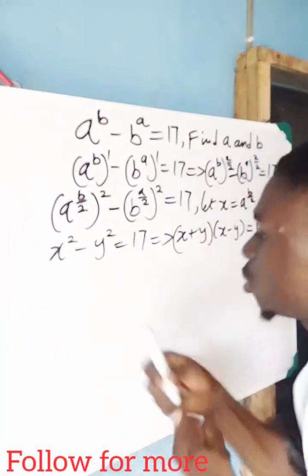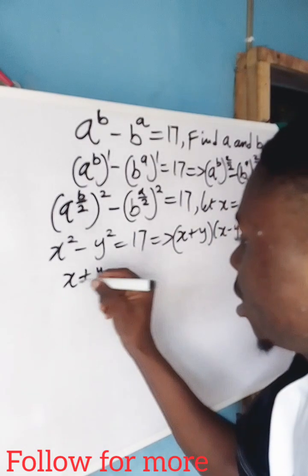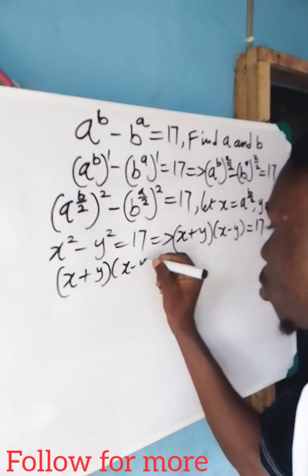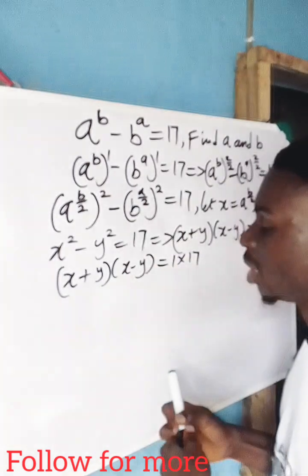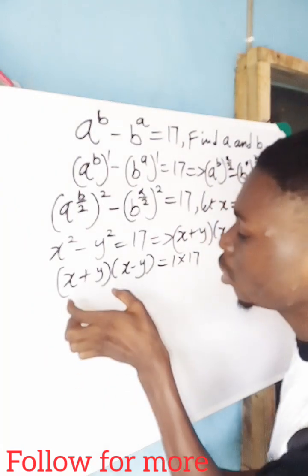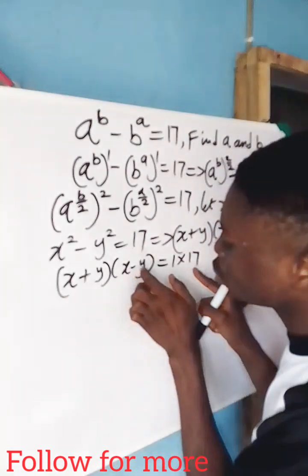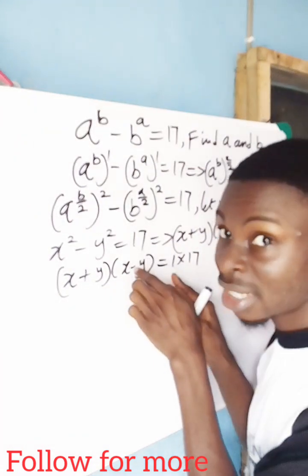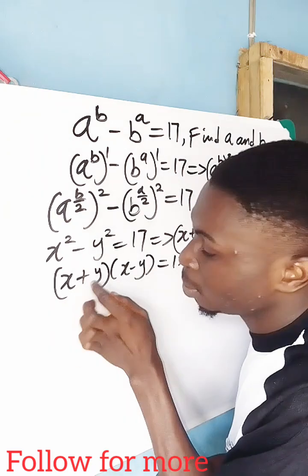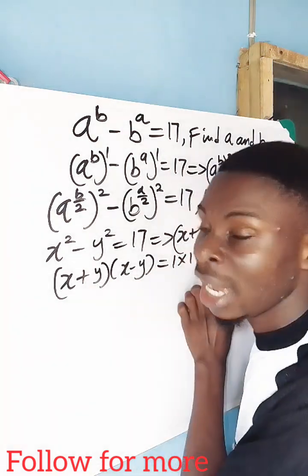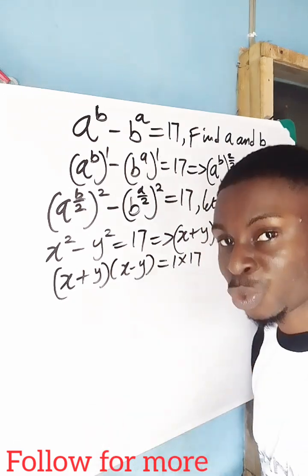So we are going to have x plus y multiplied by x minus y is equal to 1 times 17, so that we can form a simultaneous equation. Now we are going to equate x plus y to the bigger one and equate x minus y to the smaller one, because this carries a minus sign, so you cannot equate the minus sign to the bigger one, right? So you equate the one with the plus sign to the bigger value, and equate the one with minus to the smaller value, so that we can form equation 1 and equation 2.